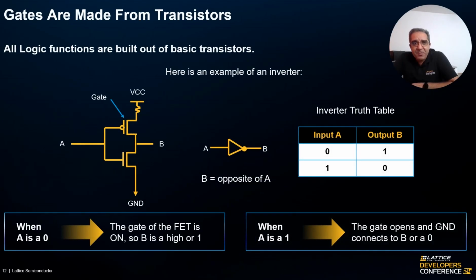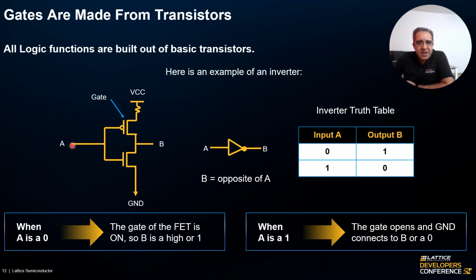Know that gates are made from transistors. I'm not bringing anything new here. What we see here is an inverter, which is the most basic element of any digital circuit, where we have two transistors back to back, one inverted and one connected directly. And the function we perform here is inverting the input A to be represented in the output B.